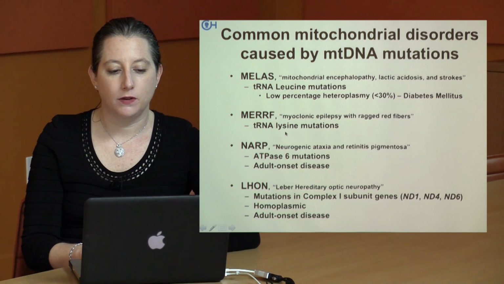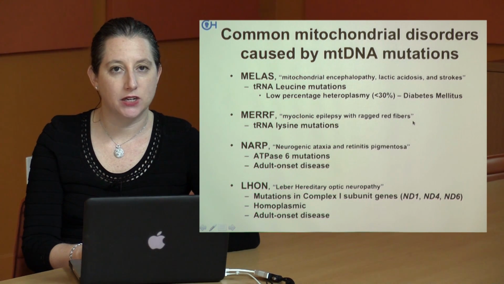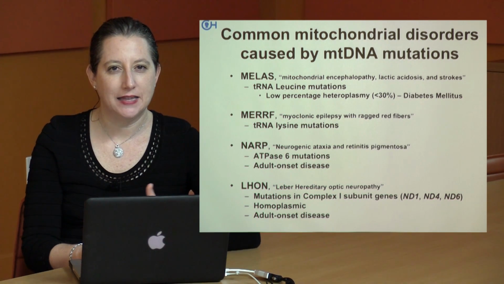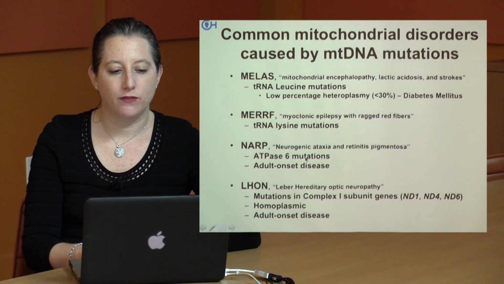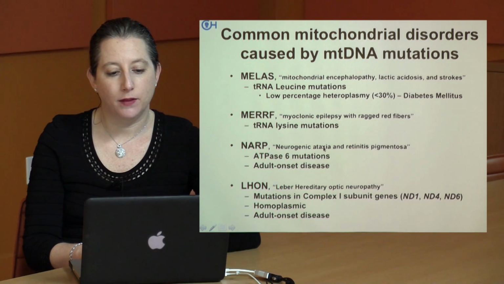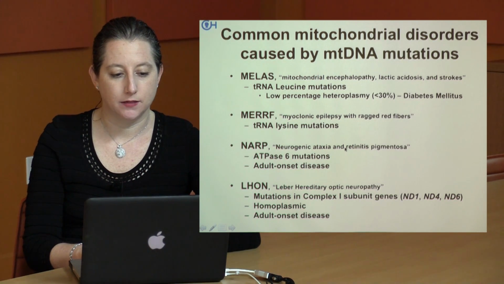This is a disorder caused by the tRNA lysine gene, where they get a type of seizures known as myoclonic epilepsy. And when you look at their muscle, they get ragged red fibers, which is an indication that they have too much mitochondria as an adaptation in the wrong places. In this disease, they have mutations in a complex 5 subunit gene, and they get neurogenic ataxia, meaning balance problems, and retinal problems in the back of their eye, so vision loss. This is often an adult onset disease.